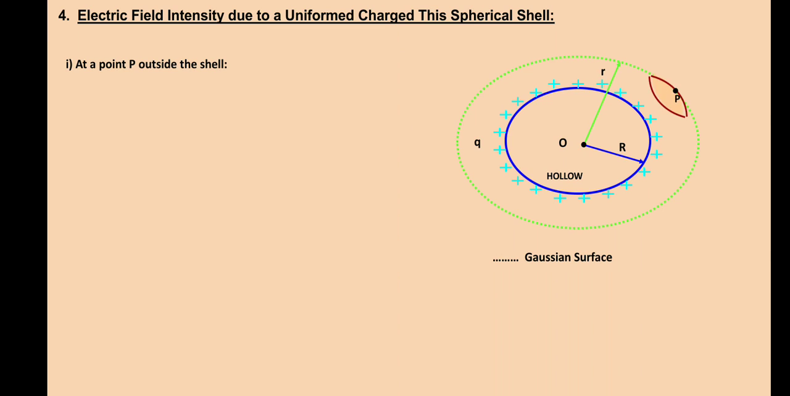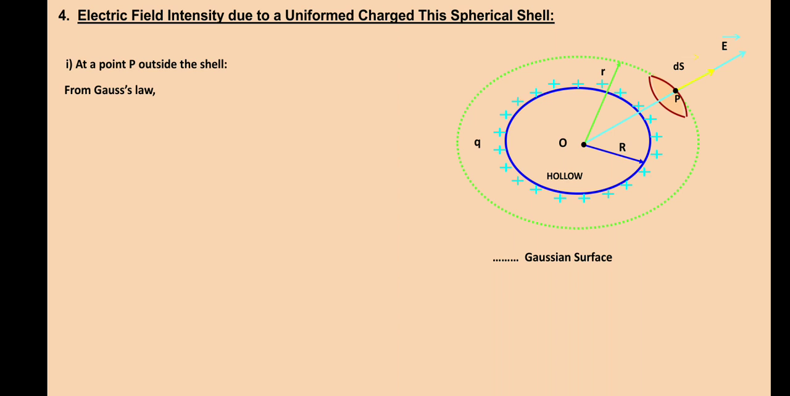Gaussian surface. Now on this Gaussian surface, I am going to consider a small area dS, acting along the direction of the electric field. Since the hollow sphere carries a positive charge, the direction of the electric field will be radially outward. In the same way, the direction of the area vector is also radially outward. That means the area vector and electric field are in the same direction.